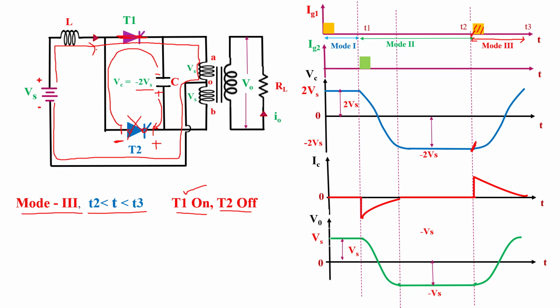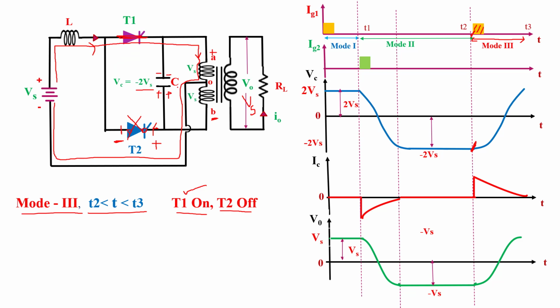When current flows in this direction, the polarity across the primary winding of the transformer is such that A is positive with respect to B. The voltage across the upper half of the primary winding is Vs, and the voltage across the lower half of the primary winding is also Vs, and the same voltage Vs is induced across the secondary winding of the transformer. So the output voltage is equal to the supply voltage Vs.